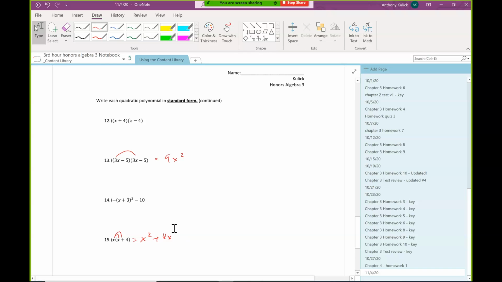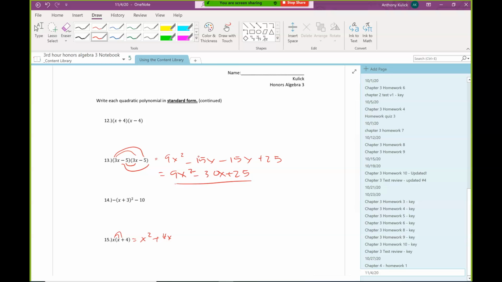So first, outer, inner, last, combine our like terms. There we go. Cool? Good. Good. Last call from this sheet before we start up with some new stuff. Maddie?